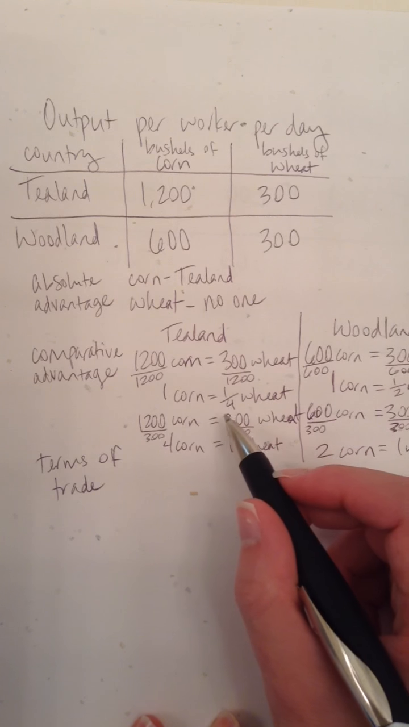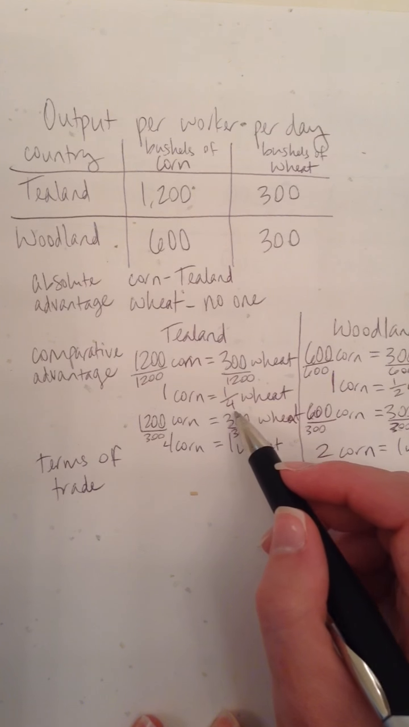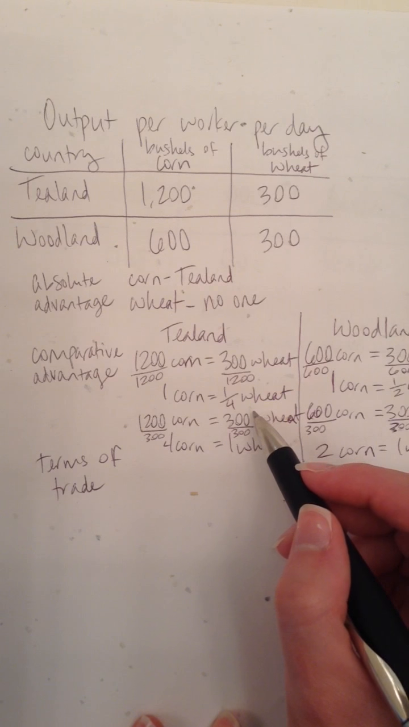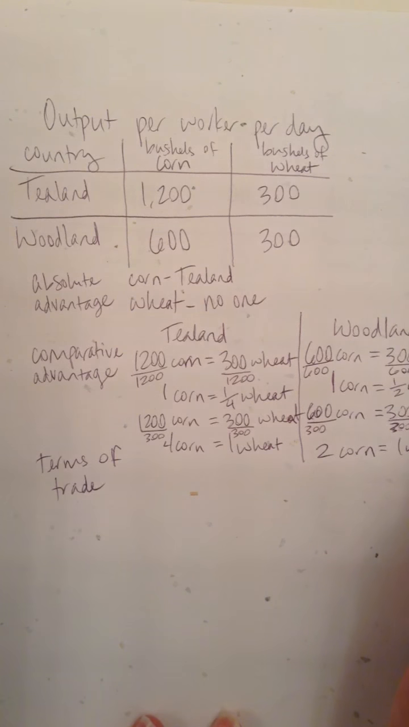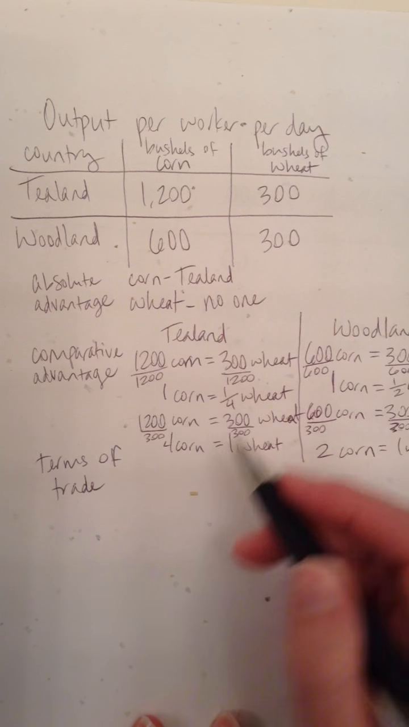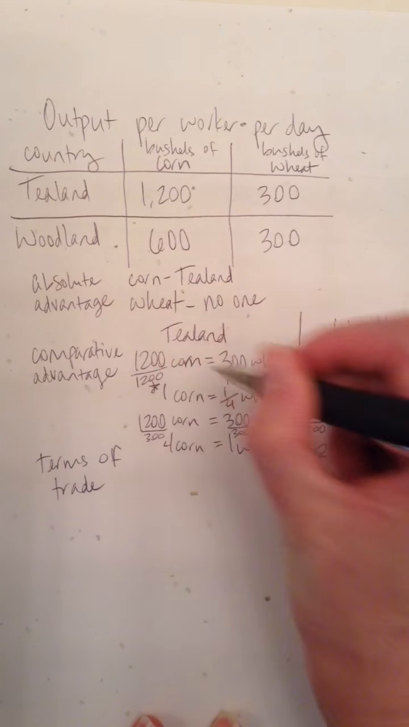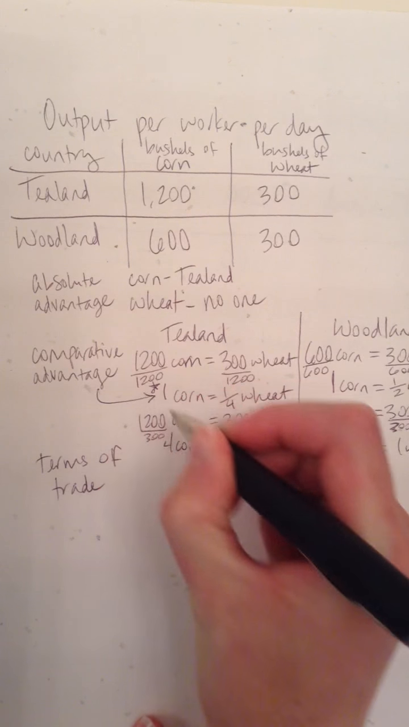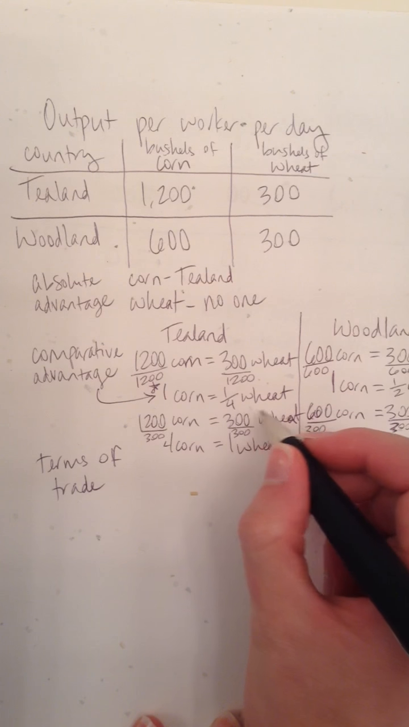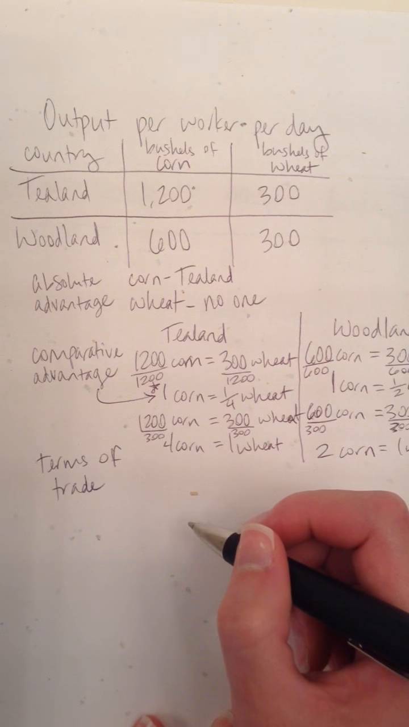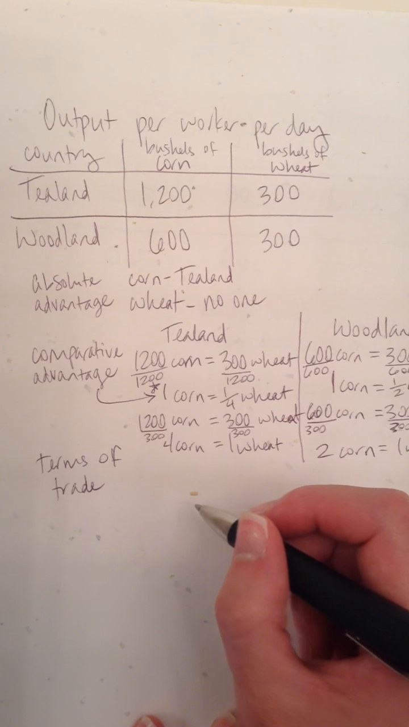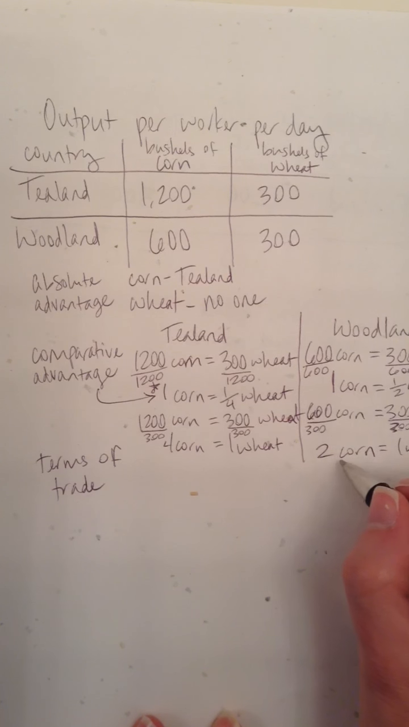So looking at corn, we can see that tea-land gives up 1/4 of a bushel of wheat, whereas woodland gives up half a bushel of wheat. So 1/2 is more than 1/4. That means that tea-land has a comparative advantage in corn because they are giving up less wheat to produce every bushel of corn.